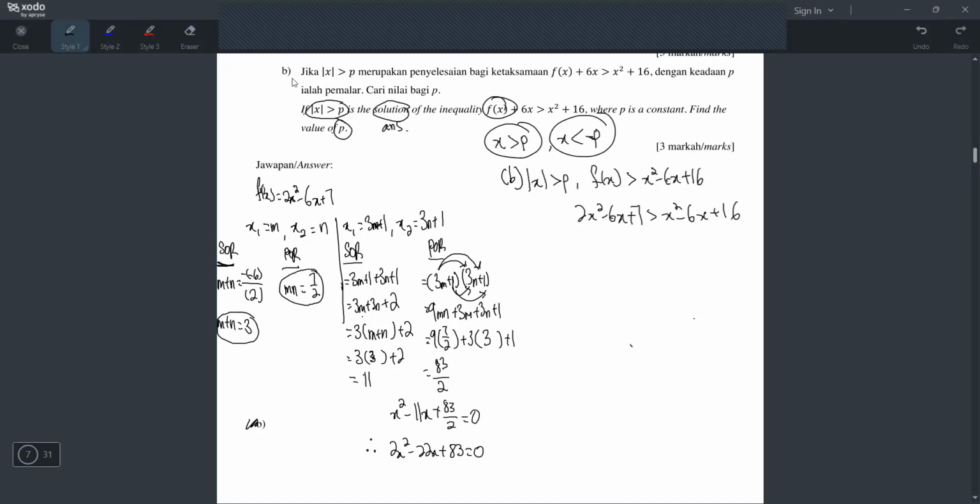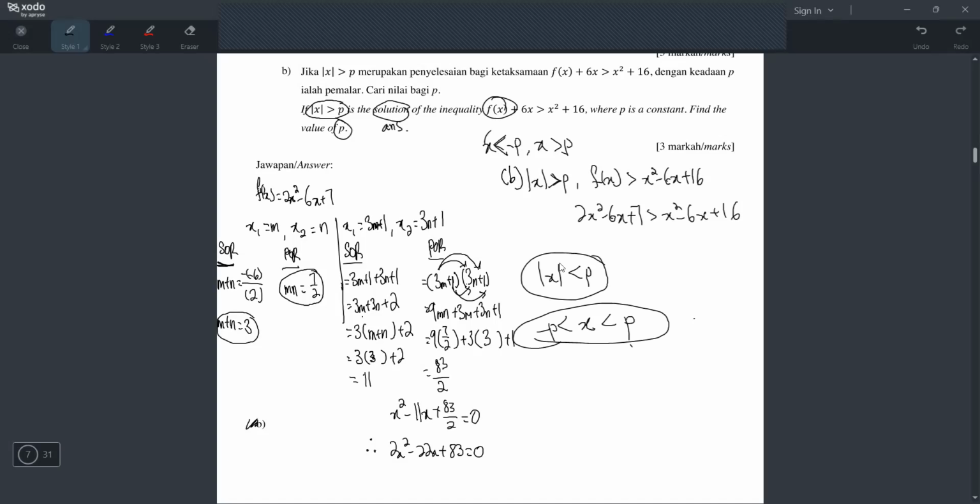So this is what it means. Let me repeat one more time. Modulus x bigger than p means x smaller than negative p, x bigger than p. Because modulus, when you move over, it becomes satu positive, satu negative. If this symbol is bigger, then I have to write smaller negative, bigger positive. But what if I say modulus x smaller than p? It means x is in between negative p and p. If modulus x bigger than p, it means x smaller than negative p, x bigger than p. All right, so let me erase this.